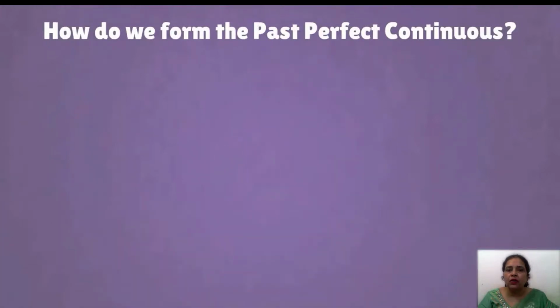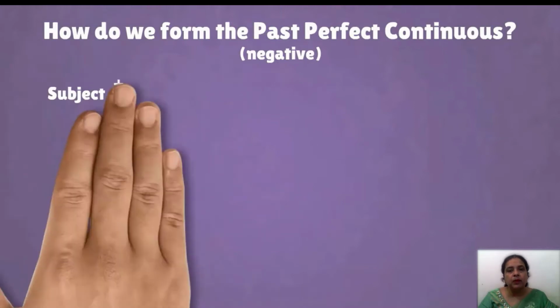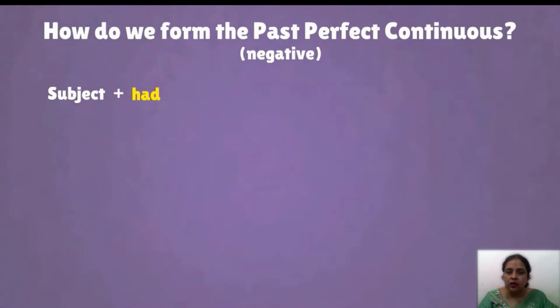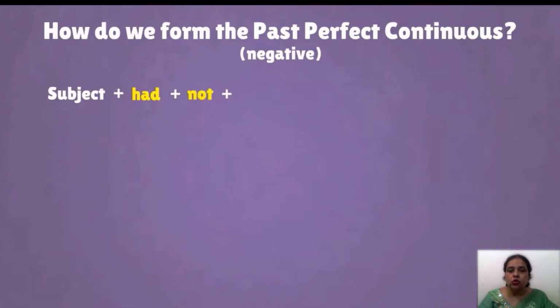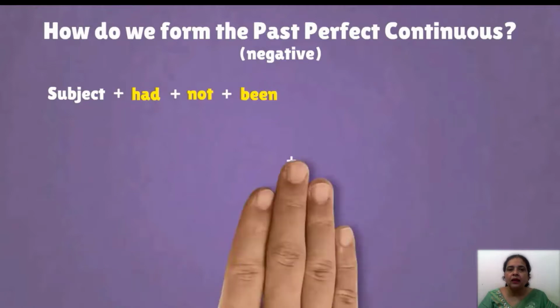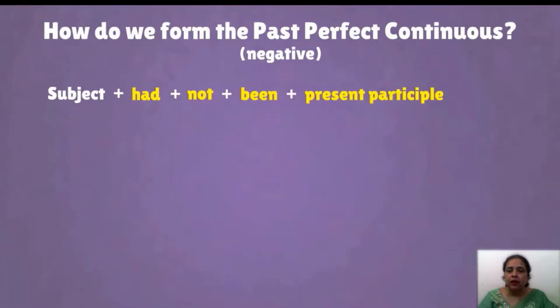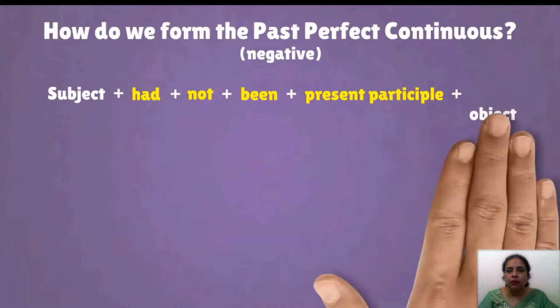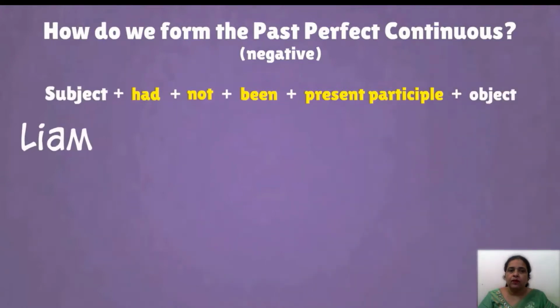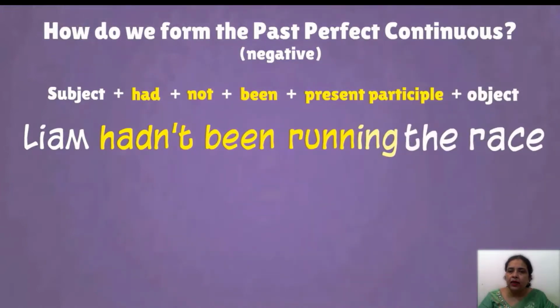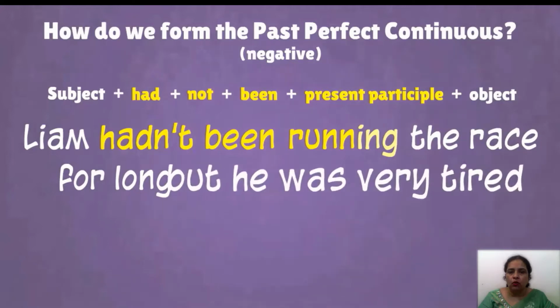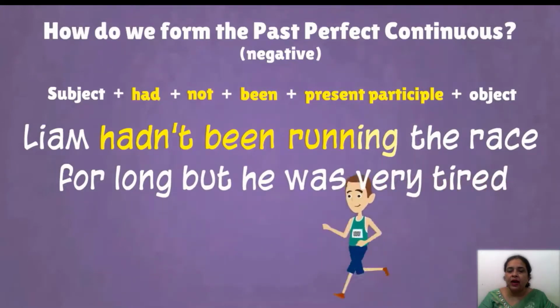Now let's see how to form past perfect continuous tense in negative. For making it negative, we have to simply add not along with the auxiliary verb. And what is the auxiliary verb in this? Obviously it is had. So it becomes subject plus had plus not plus been plus present participle form of verb plus object. For example, Lane hadn't been running the race for long, but she was very tired.